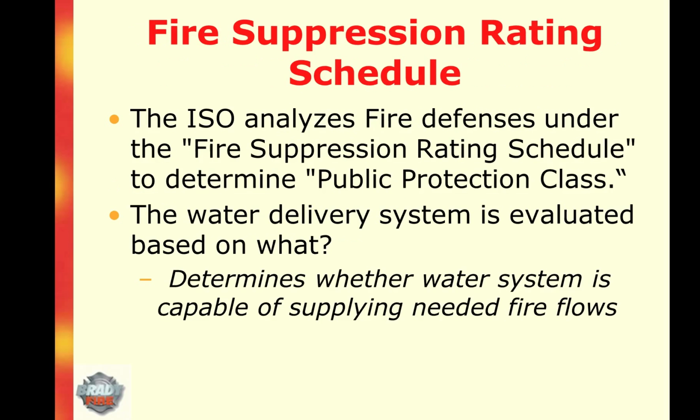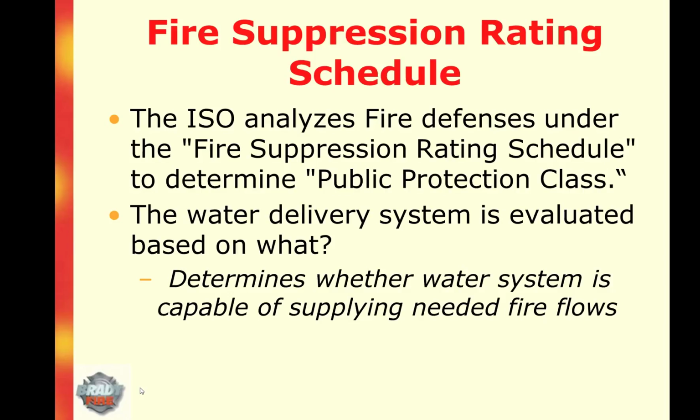The ISO uses the fire suppression rating schedule to determine the public protection class. The water delivery system is evaluated for public works capacity, water main capacity, and distribution of fire hydrants on the system. The ISO determines the test locations by identifying buildings requiring a minimum fire flow of 3,500 GPM. The buildings protected by automatic sprinkler systems fall under the commercial rating schedule. The water supply is credited based on the total flow in gallons per minute at 20 psi residual pressure at the test location for a specific duration of time.